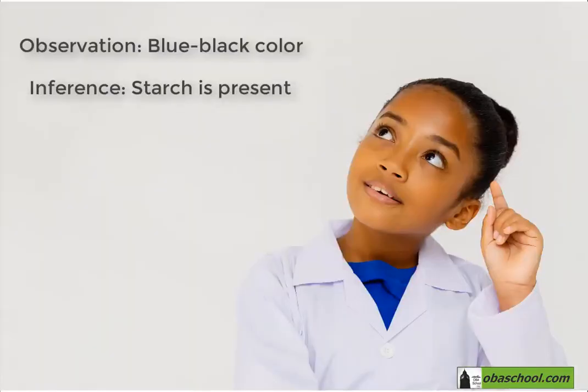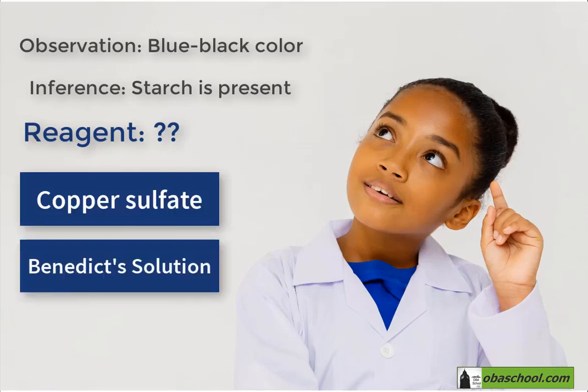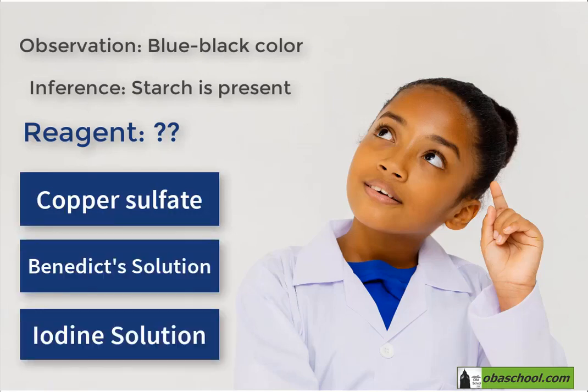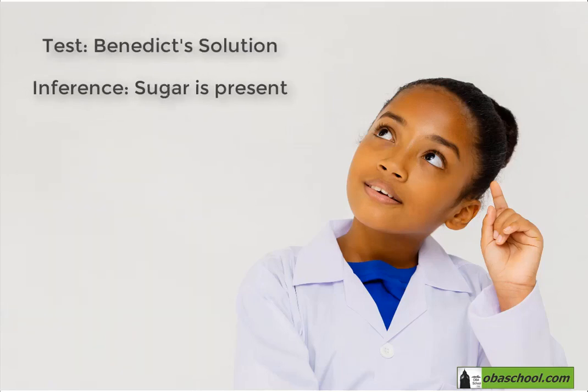If a blue-black color was formed in a test tube containing starch, then which reagent was used? Copper sulfate, Benedict solution, or iodine solution? Yes, iodine solution. If Benedict solution or copper sulfate were added to starch, we would see a blue color because these solutions do not react with the starch.